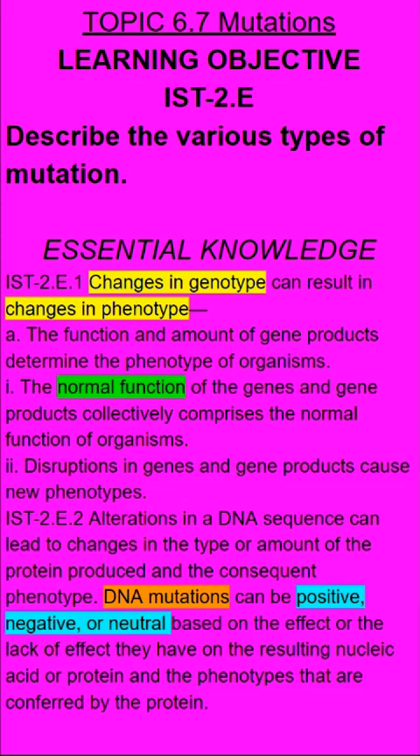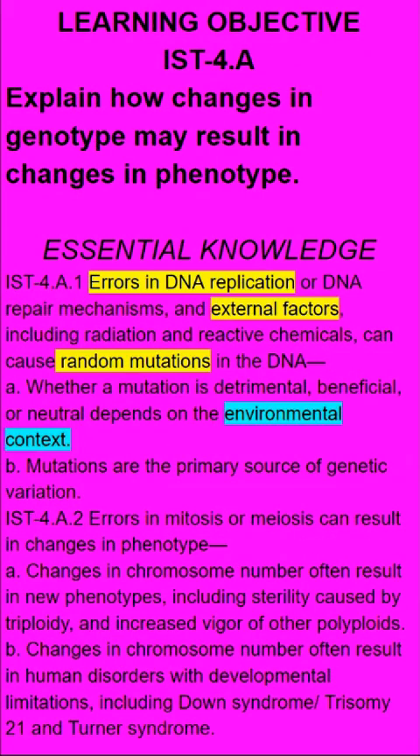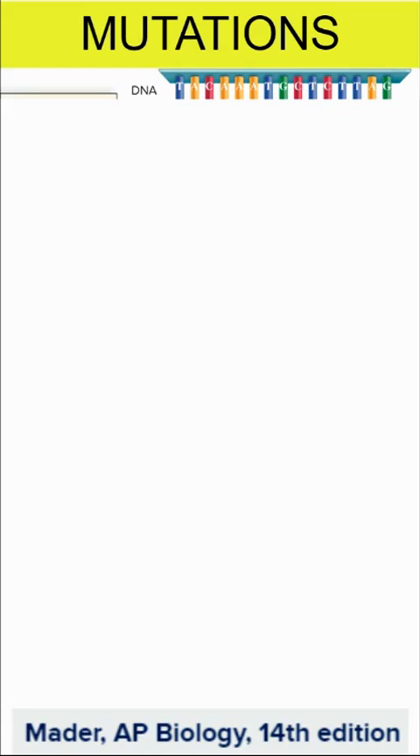Normal genes with normal function would be considered the wild type, but changes in the genotype can change the phenotype. Those DNA mutations can be positive, negative, or neutral, which partially depends on the environmental context. Random mutations come about through errors in DNA replication and external factors like mutagens. So when we're talking mutations, again, we're talking about something changing in the DNA.